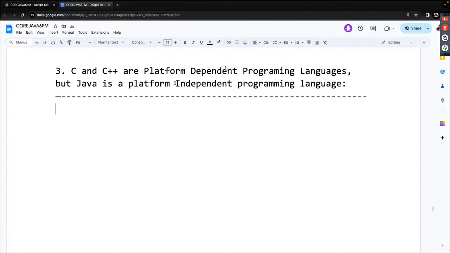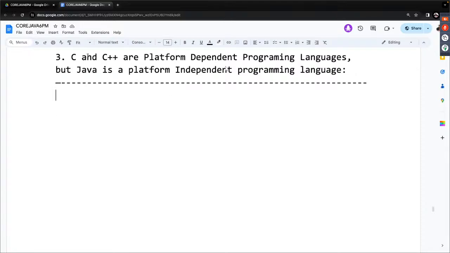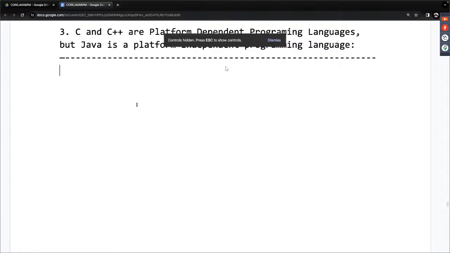We have to understand each and every point clearly, and about this one also we need to understand it clearly. Before starting our concept of whether C, C++ and Java are platform dependent or platform independent, first of all understand what a platform dependent programming language is and what a platform independent programming language is. First we have to understand this point.